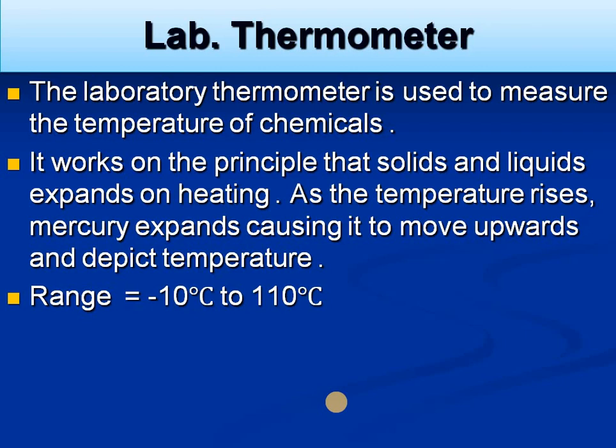The clinical thermometer range is 35 degrees Celsius to 42, whereas the laboratory thermometer is used to measure the temperature of chemicals. It is not used to measure the temperature of the human body, it is used to measure the temperature of chemicals, and the range is -10 degrees centigrade to 110 degrees Celsius.